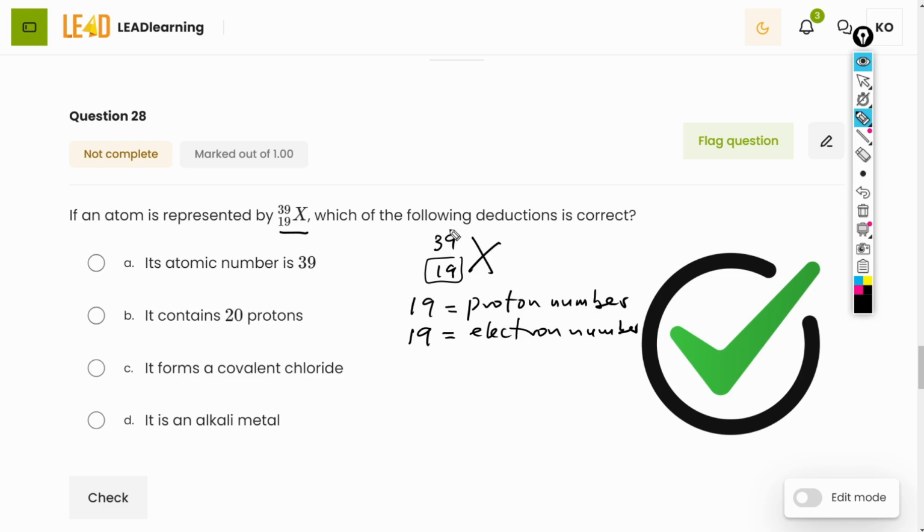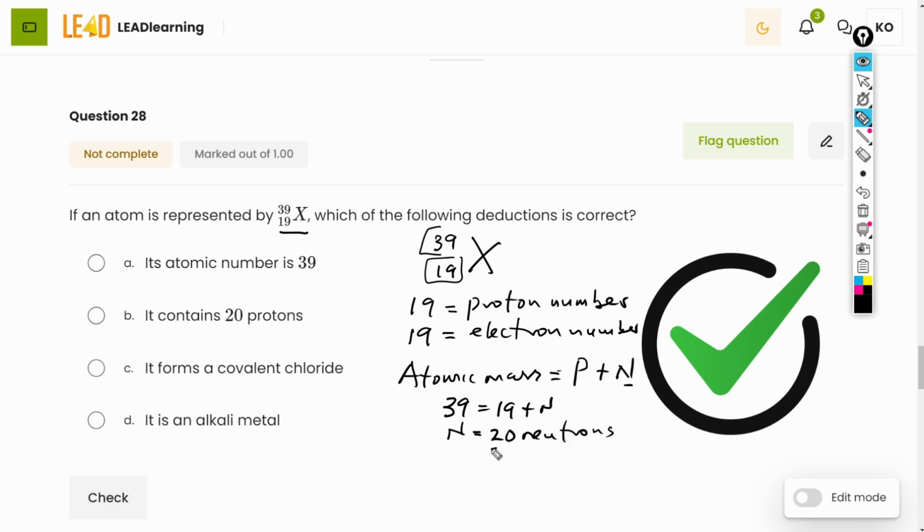Now, the number at the top, that is 39, is the atomic mass or the mass number. And the atomic mass is the sum of protons and neutrons in the nucleus of the atom. So let's now find out the number of neutrons, since we already know proton number and electron number. So let's plug in these values. Atomic mass 39 is equal to proton number 19 plus our neutron number. It therefore means that our neutron number is 39 minus 19, which is 20 neutrons.